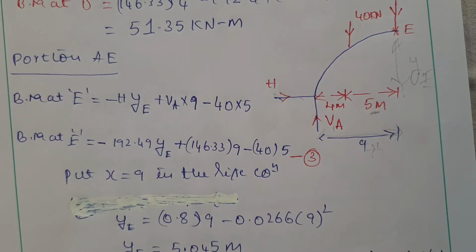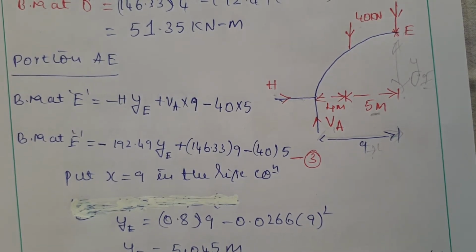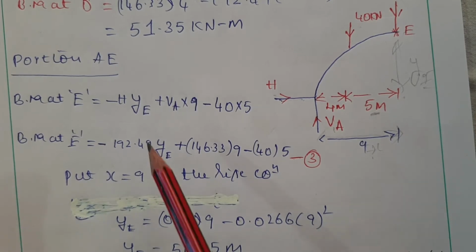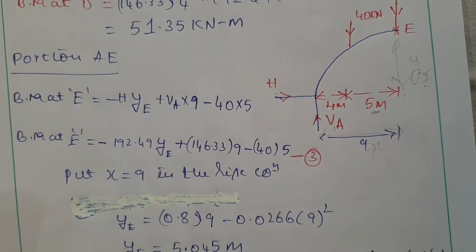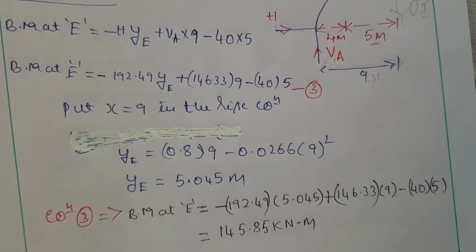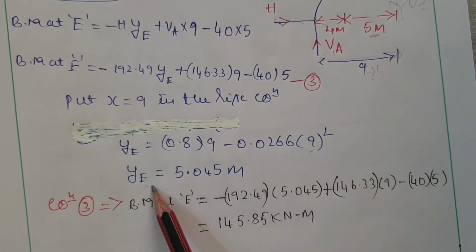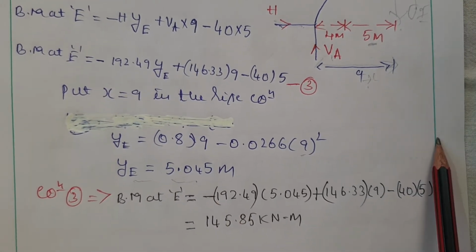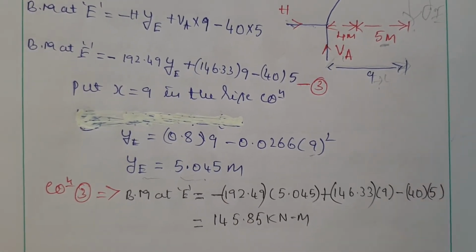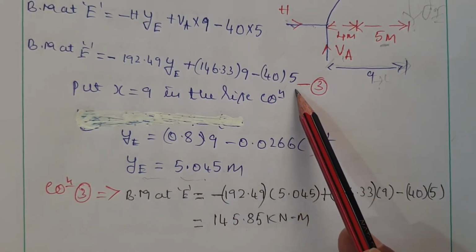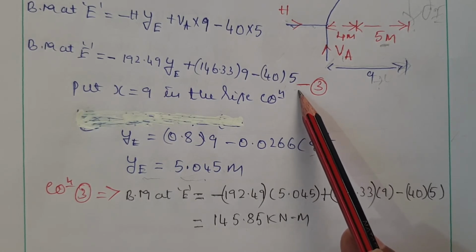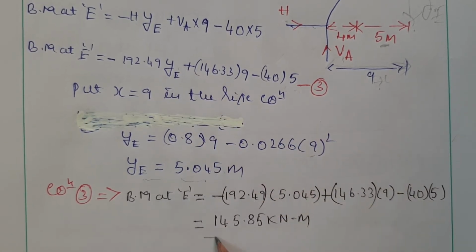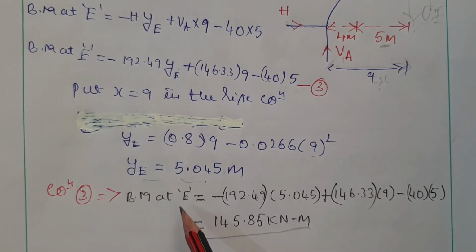For that we know the rise equation. Substitute the x value as 9 in the rise equation, and you come to know the YE value. Okay, in that rise equation, substitute the x value as 9, then you come to know the YE value as 5.045 meters. That will be the rise value, and substitute that rise value, that is YE, in equation 3. You come to know the bending moment at point E.